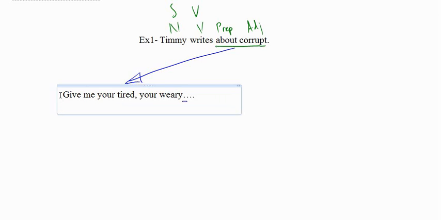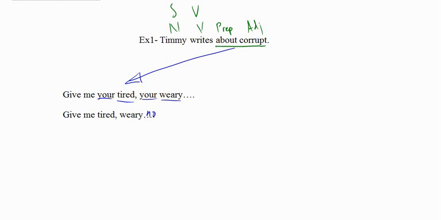So in this example, tired and weary are functioning as nouns. But what happens if you remove the specifier? Give me tired, weary. When you remove that specifier, the your in this, what's left is tired and weary. And when a reader reads it, what they expect to follow is a noun. So now these are functioning as adjectives. But in the original sentence, when you have that specifier in front of it, it'll function as a noun.